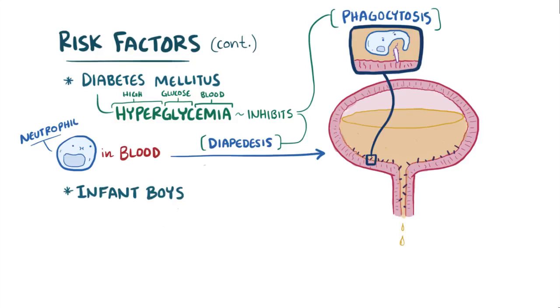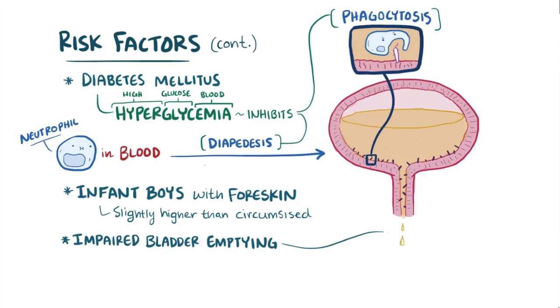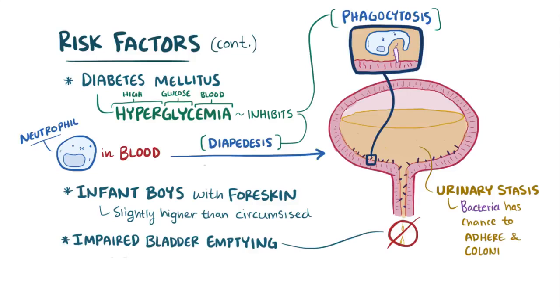Also, infant boys with foreskin around their penis have a slightly higher risk of UTI compared to infant boys who've had a circumcision. A final important risk factor is impaired bladder emptying causing urinary stasis, which means urine tends to sit still, allowing bacteria the chance to adhere and colonize in the bladder.